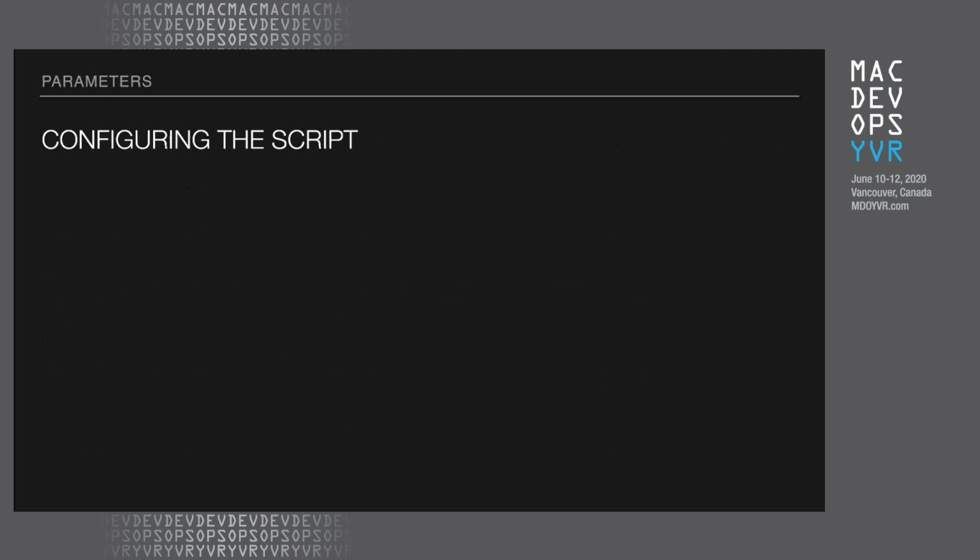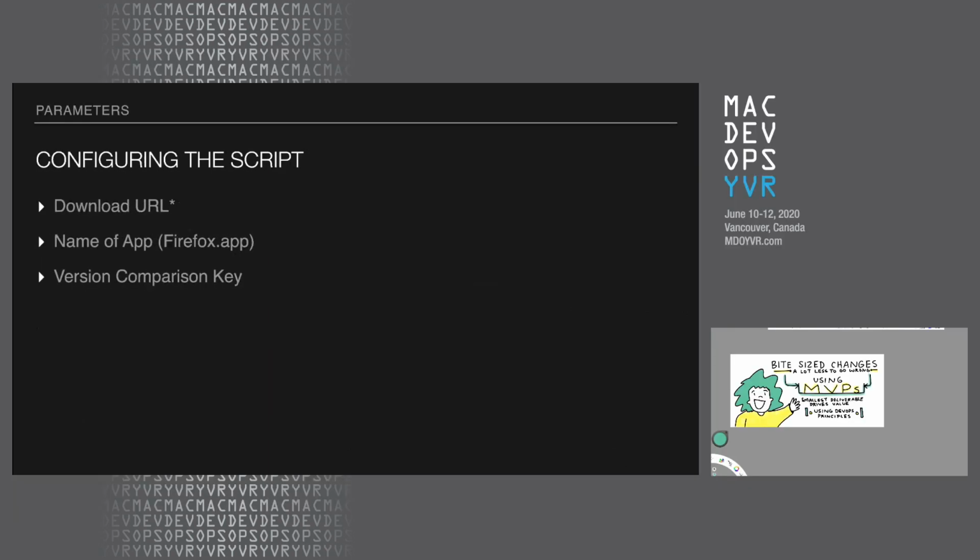So in our example script, how do we configure it? Well, what do we need? We need a download URL where we're going to get the DMG, the name of the app, a version comparison key. So this is typically the CFBundleShortVersionString in the Info.plist of the app, but could be different depending on the app.